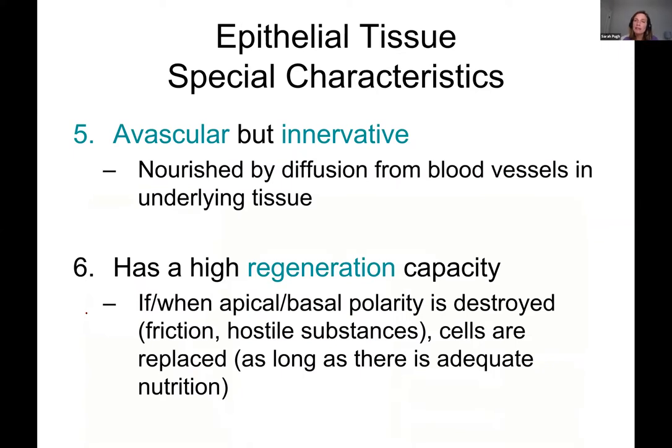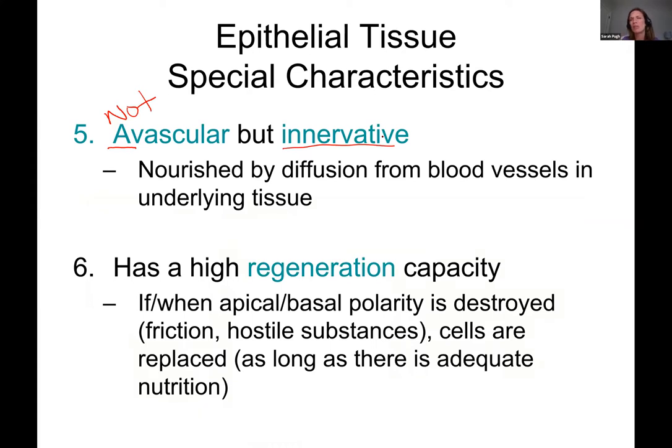And then the last couple of characteristics, number 5, it is avascular. Anytime you see this qualifier A in front of something, it means not. So epithelial tissue is not vascular. It does not have a blood supply, but it is innervated. So it does have nerves.